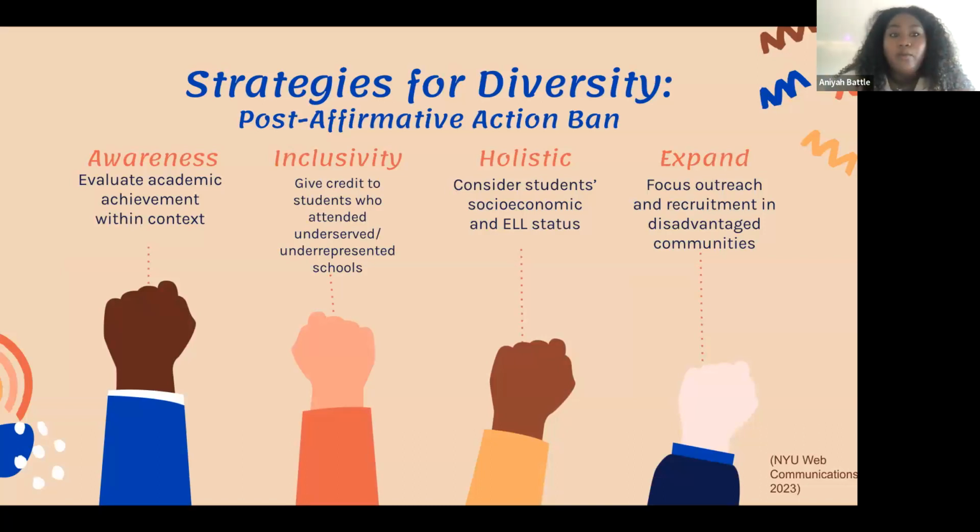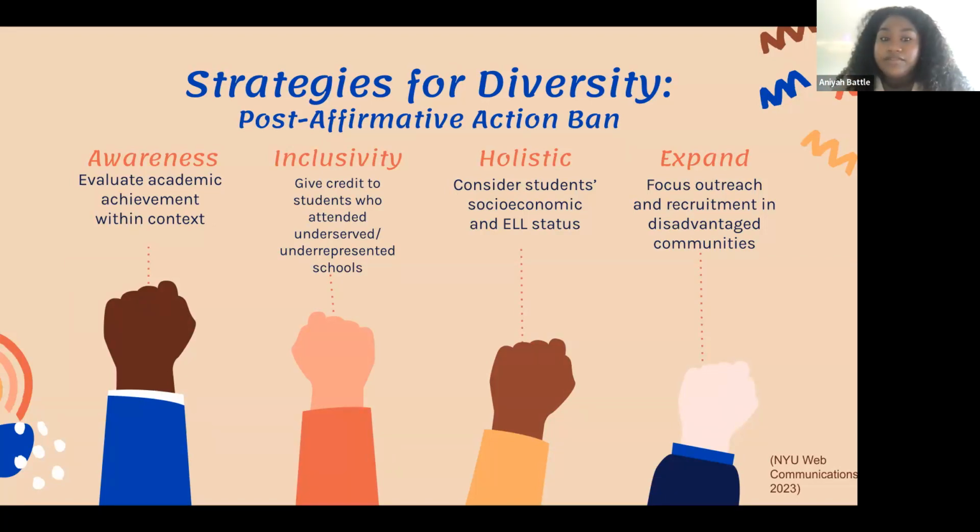One is definitely awareness. I think that institutions can help overcome the ban by evaluating academic achievement within context. What does this mean? Again, it means seeing those students who come from schools that have had less resources, less staffing, and looking at them with the perspective that there are obstacles that may have prevented them from getting to the same level as another student who has not had those obstacles.